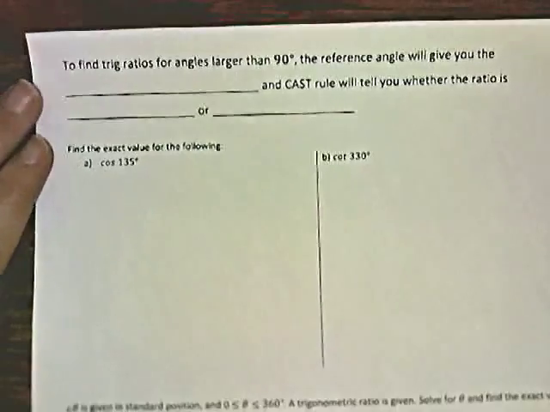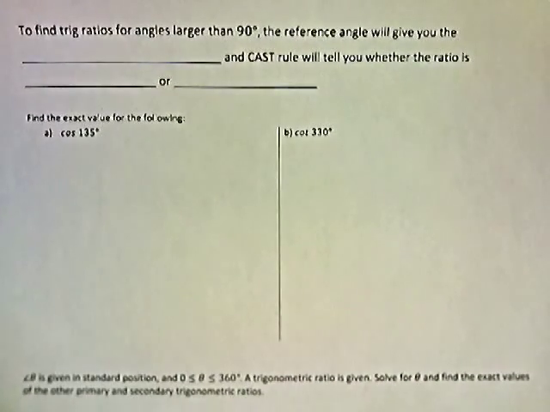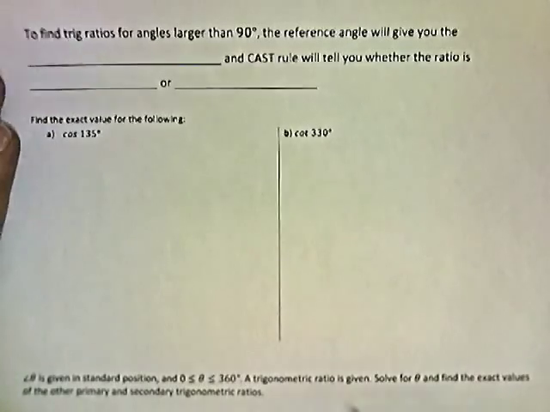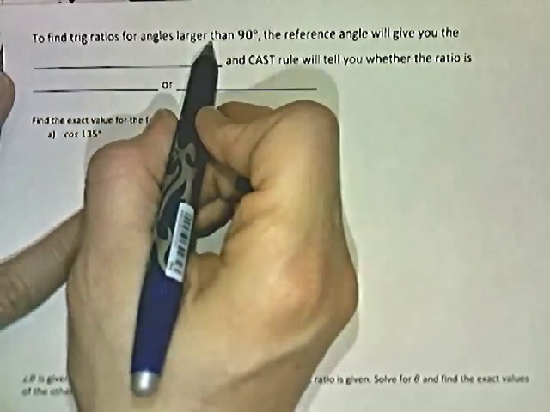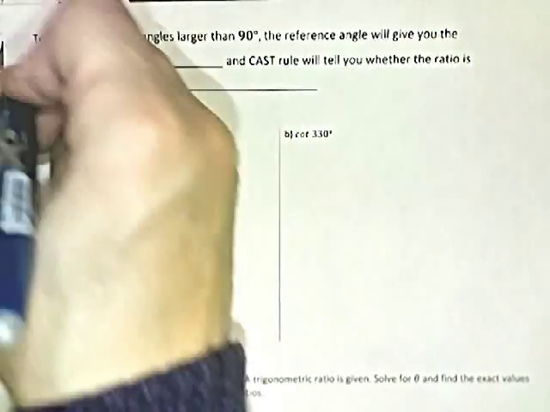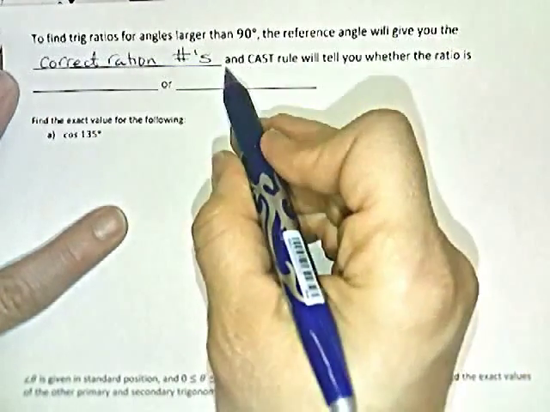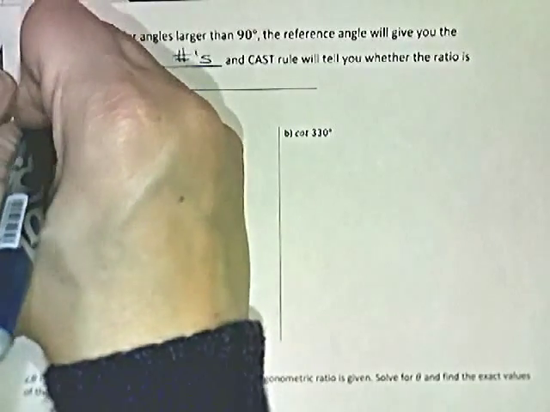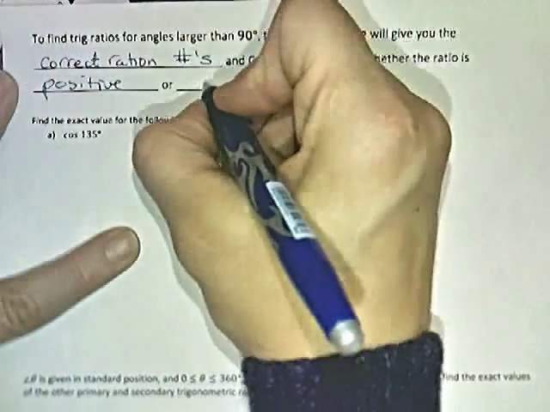Well, when we use trigonometry for angles that are larger than 90 degrees, the fact that you have a reference angle will give you the right ratio numbers, and then reminding yourself of the CAST rule will give you the right positive or negative value for those ratio numbers. So to find trig ratios for angles larger than 90, the reference angle will give you the correct ratio numbers, and the CAST rule will tell you whether the ratio is positive or negative.